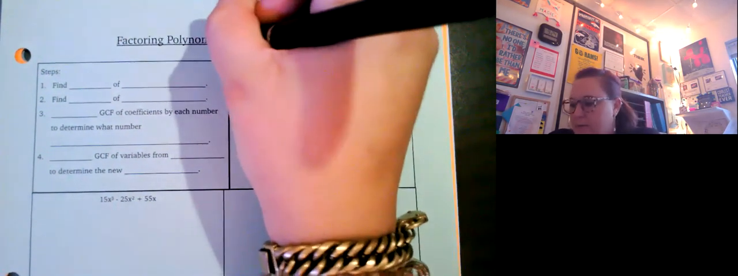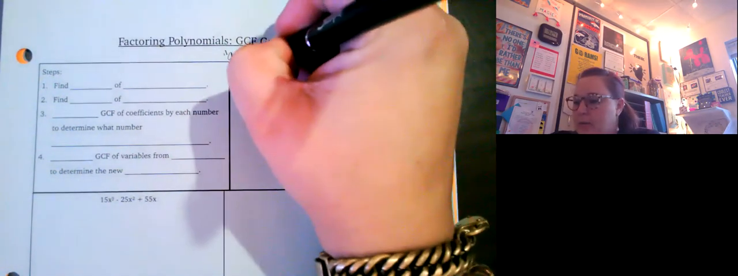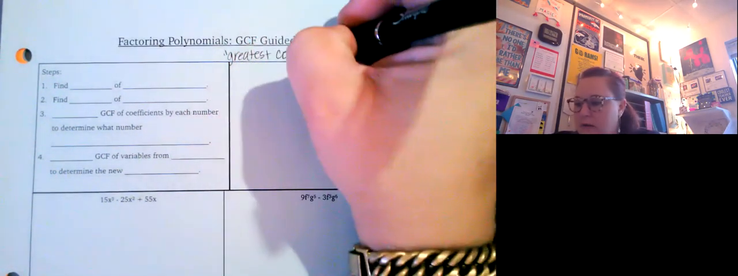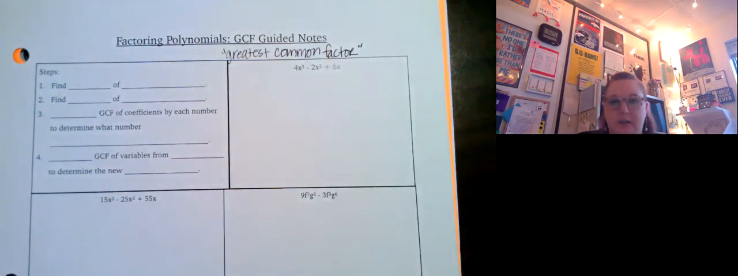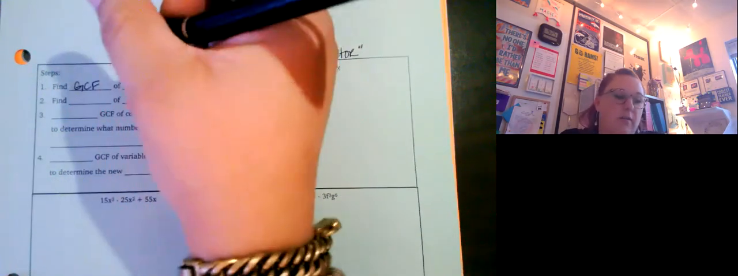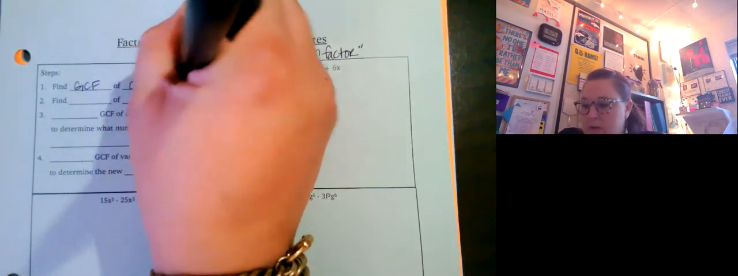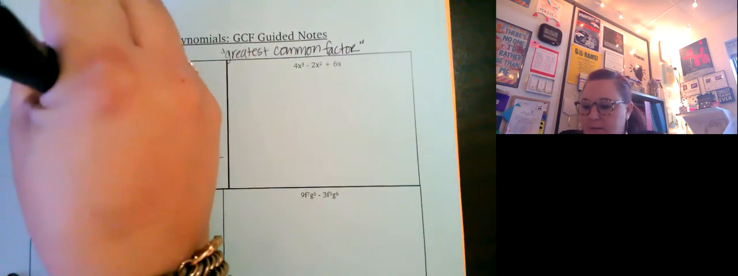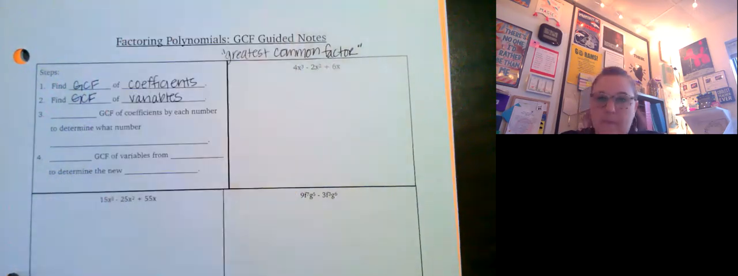If you don't remember that from your past learning, I don't know when you did greatest common factor, probably in sixth grade, maybe earlier. All right, so when we're looking for the greatest common factor in a polynomial, we're looking for two pieces. We're looking for the GCF of all of our coefficients, so our numbers. And then we're also going to look for the GCF of all of our variables. We're going to combine those two things together.